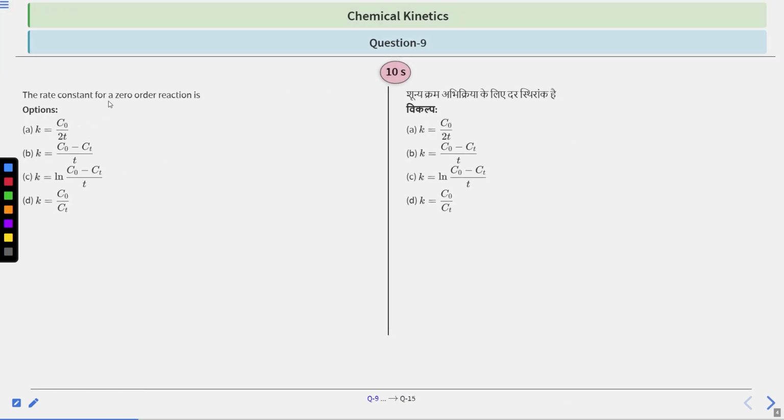The rate constant for a zero order reaction is. Options are: K is equal to C naught by 2T; K is equal to C naught minus Ct divided by T; K is equal to ln of C naught minus Ct divided by T; or K is equal to C naught by Ct. You have 10 seconds to solve this question. After that, we will see the answer.